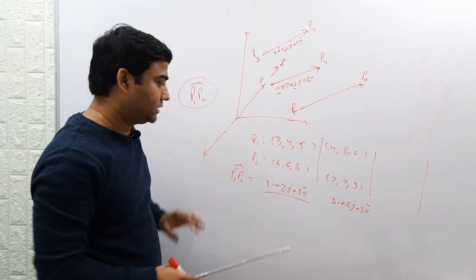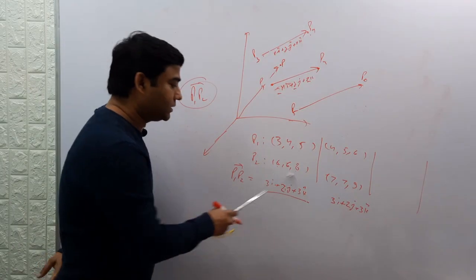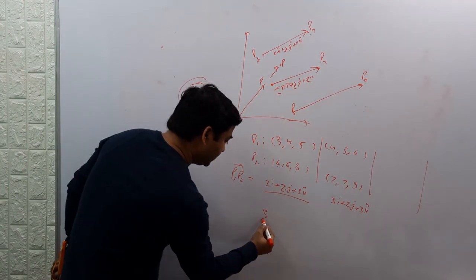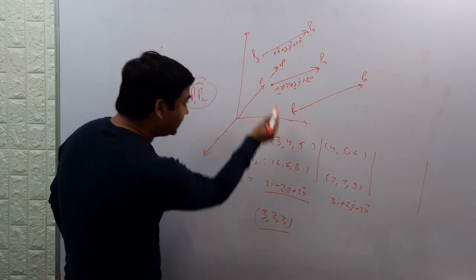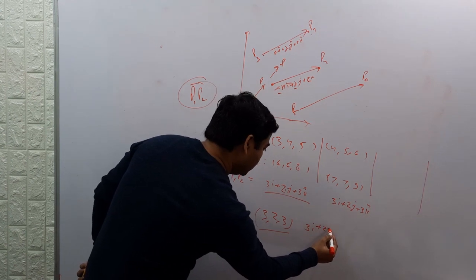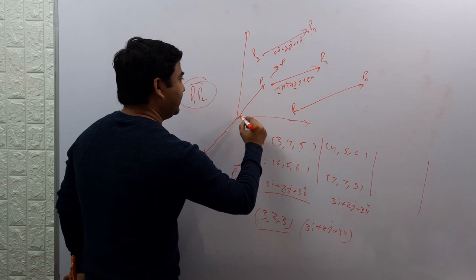Infinite number of pairs will be there which will represent the same vector, and there will be a point P which is 3, 2, 3. This point will have position vector equal to 3i plus 2j plus 3k. A position vector will be unique.